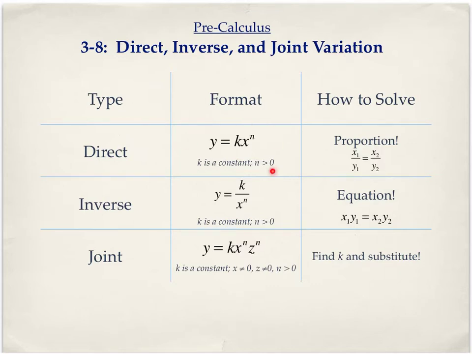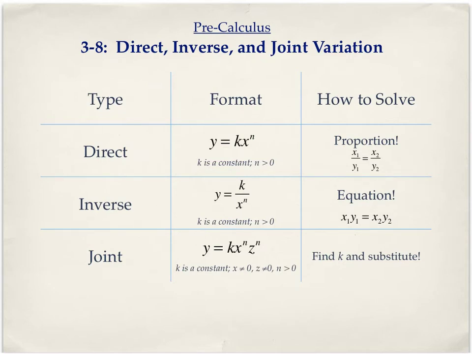Here's the format. Whenever you see that variable k, that's a constant, and n in this case is greater than 0. Most of the time we solve these with proportions, although as we'll see later on, we can solve them by trying to figure out what that constant is and then working from there.